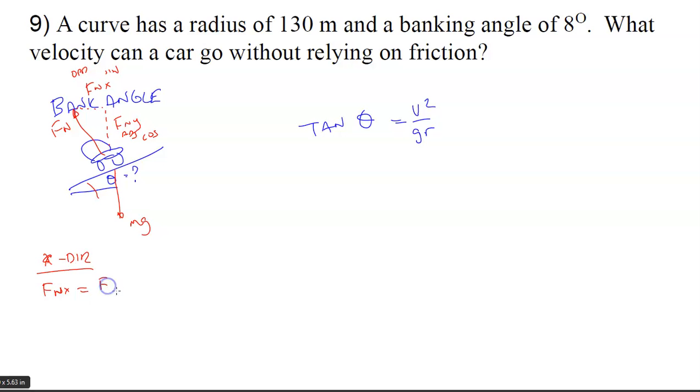That's going to be equal to F sub n sine theta. And I want that little push toward the center of the curve to do everything for me. So I need that to be equal to F sub c, which is mv squared over r. Okay? This is that little x component. It's got to get me all the way through the curve without turning my wheel, without friction of the wheels, anything like that.